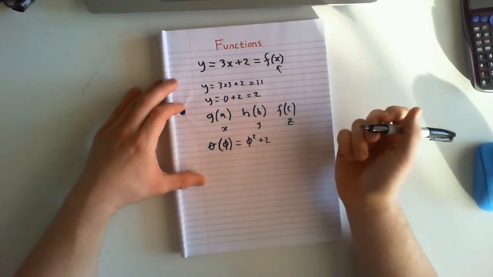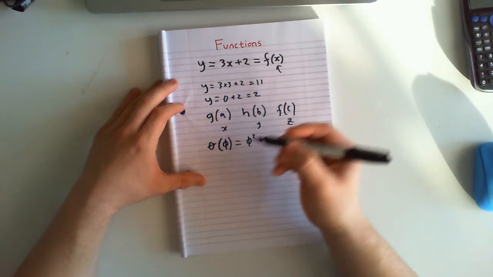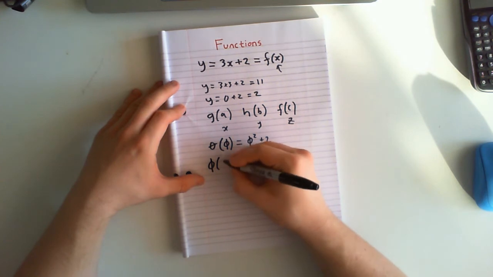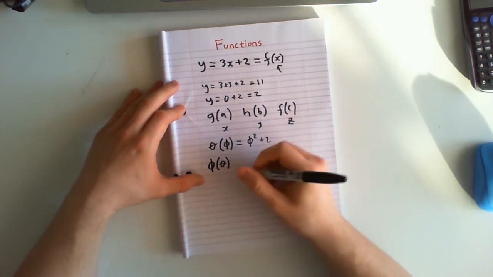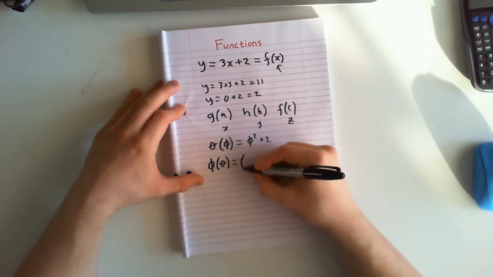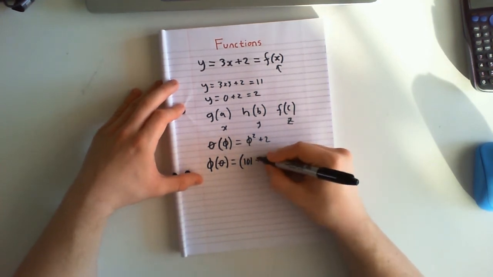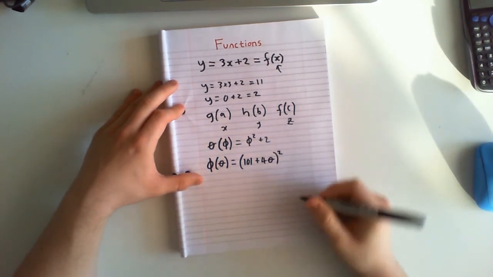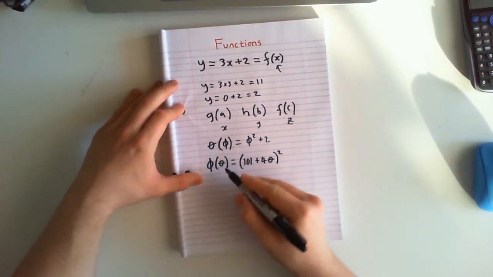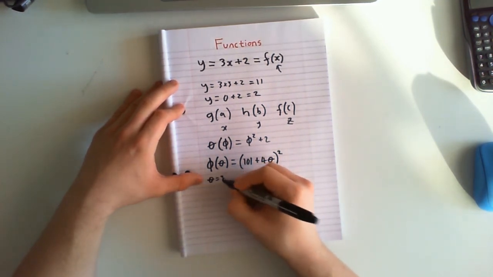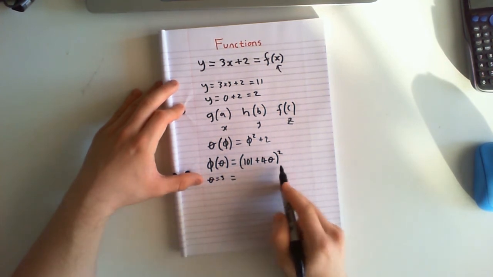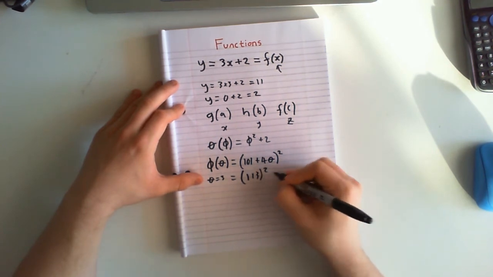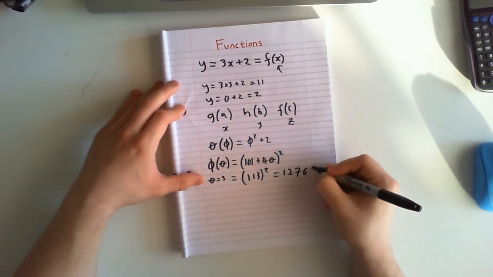So if we could take another example, they can be as complicated as you want. So we could have, we'll do our theta of phi, or phi of theta in this case, is equal to, what should we have? 101 plus 4 theta squared. And if we make theta equal 3, it's 12, 113, 113 squared, 12769.